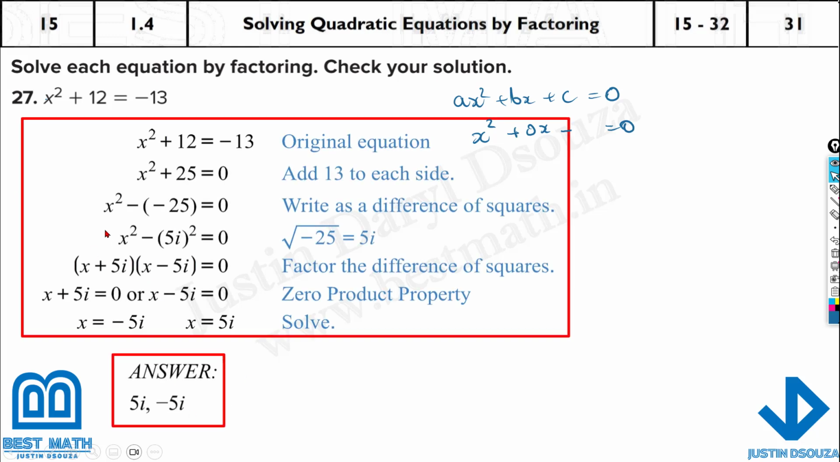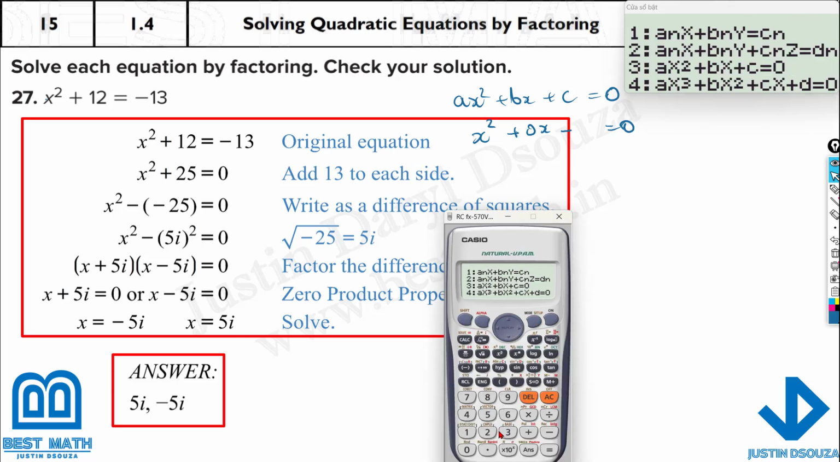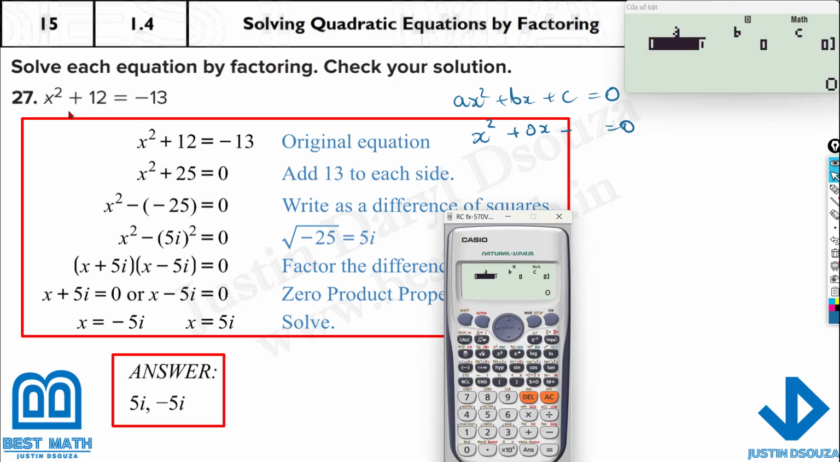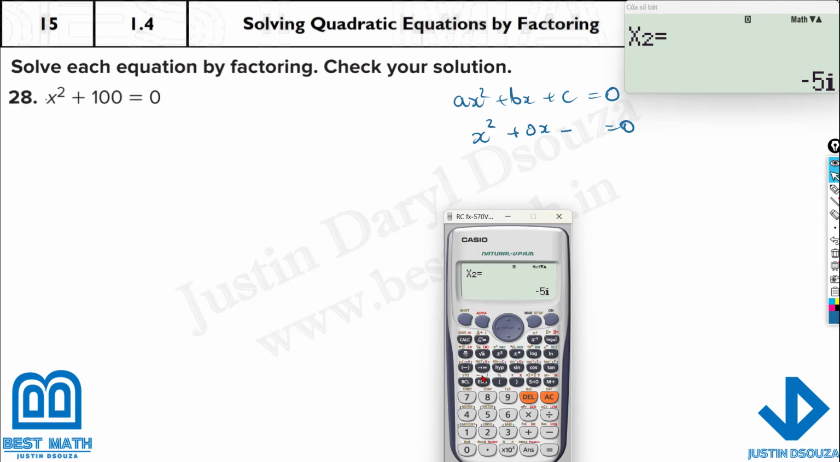Now let me try a few of the imaginary problems. Let's take a calculator. It's mode, 5, and 3. Here the coefficient of x squared is 1. There is no coefficient of x, so it's 0. And then it is 12. When we bring this inside, it's going to be plus 13, not minus 13. I should write plus over here. That's 25. Look at this. It's 5i, minus 5i. You can directly get it in the calculator. It's plus or minus 5i, imaginary roots.